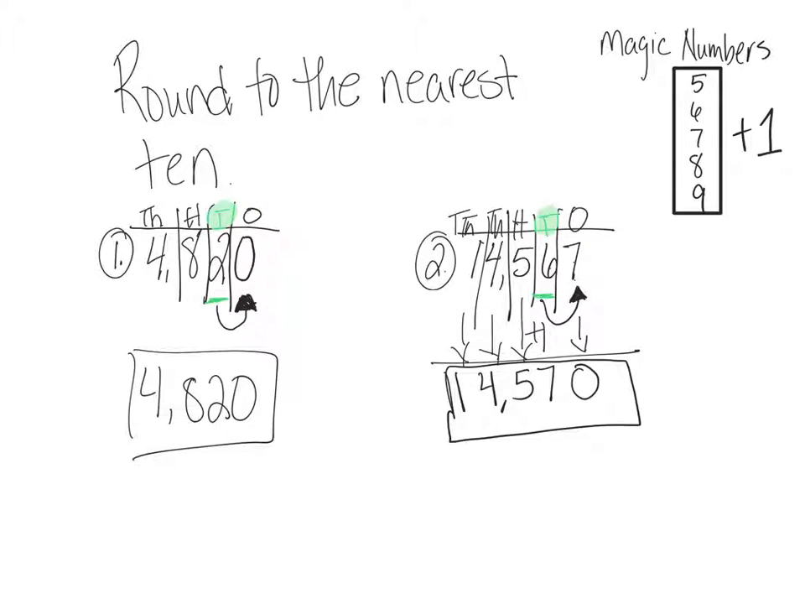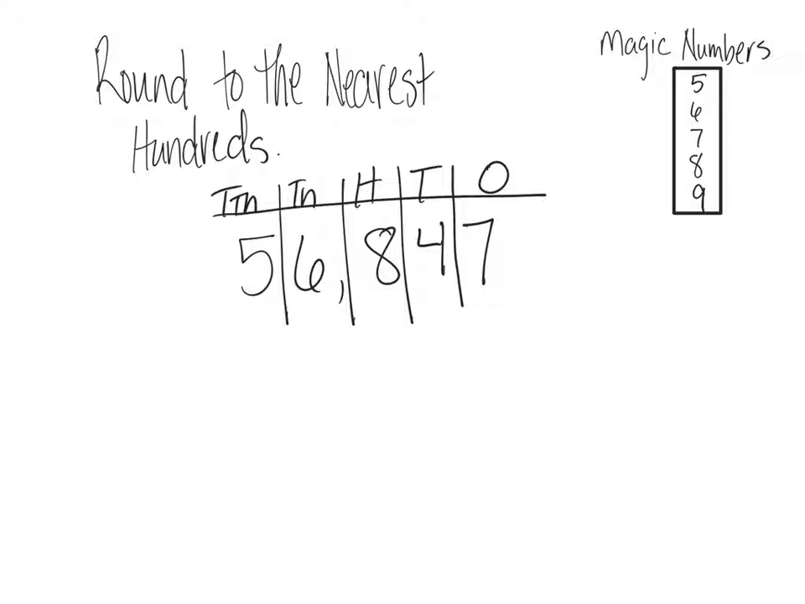Okay, here we're going to round to the nearest hundreds. I have my number 56,847, and I already wrote my place value chart. So we're rounding to the nearest thousand. So, not thousand, hundreds. So I'm going to circle my hundreds and underline my number. So this is the number that we're going to be rounding.